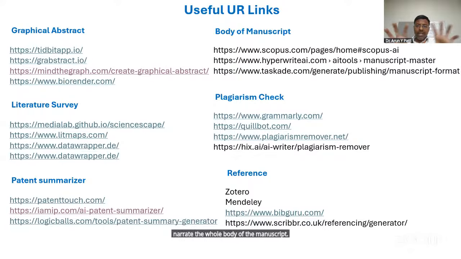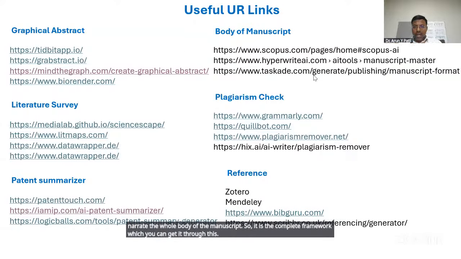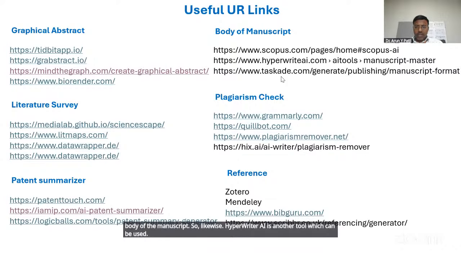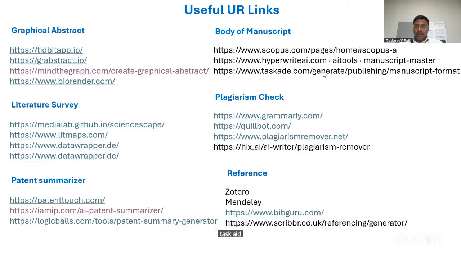So it is the complete framework which you can get through the body of the manuscript. Likewise, Hyperwriter AI is another tool which can be used. Task Aid is another which is preferred. These three I prefer a lot. So I have just given you some indicators.